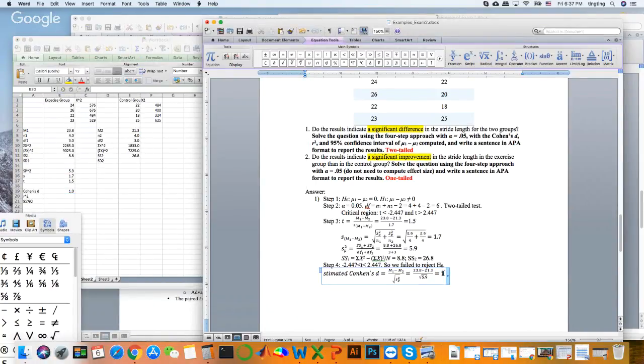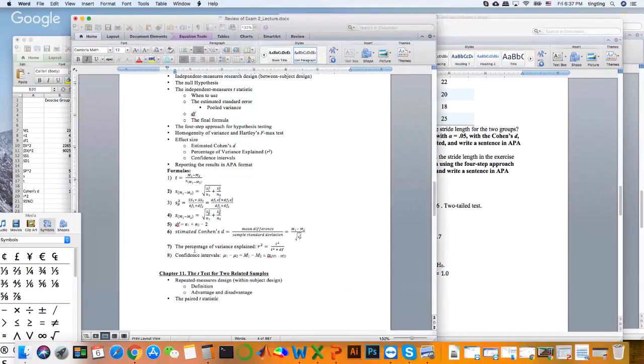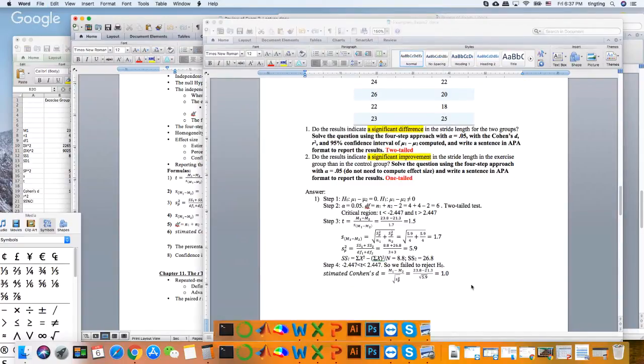0.0. Finish. And then compute the r squared. Use the formula.